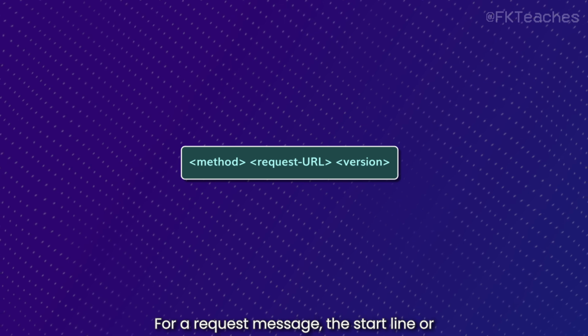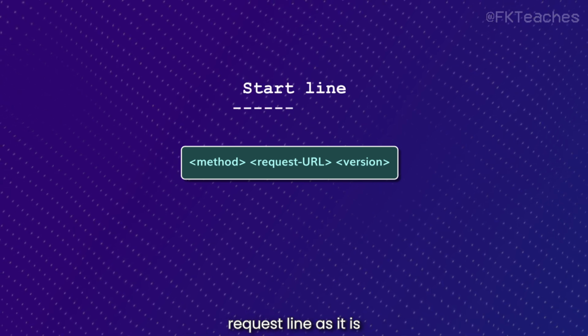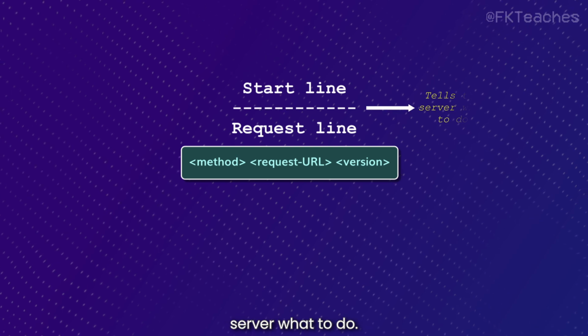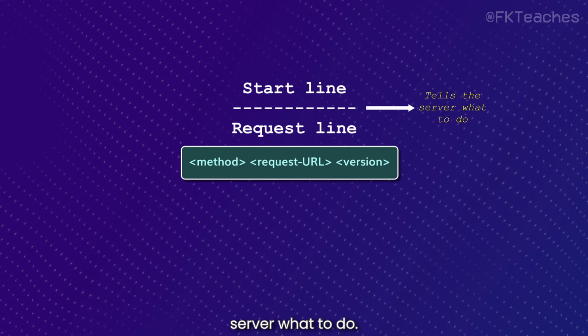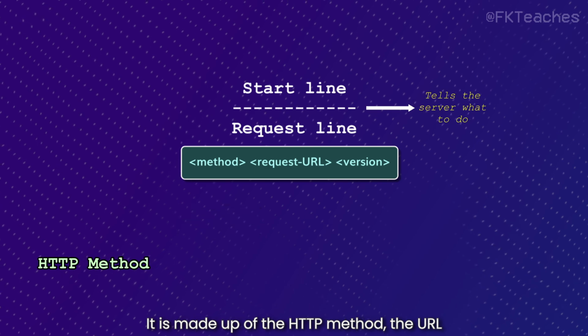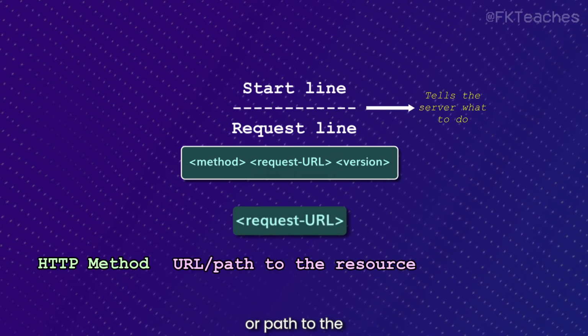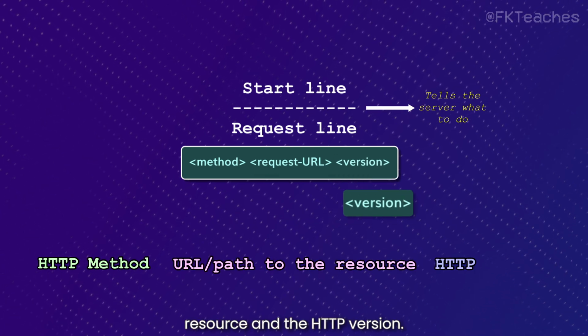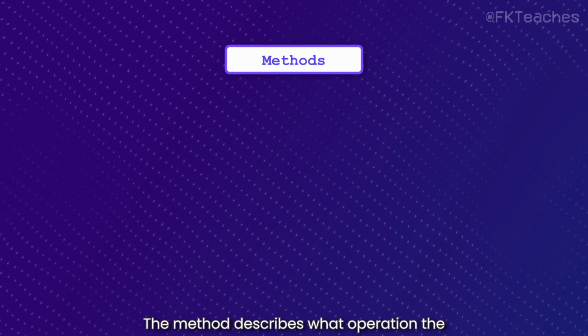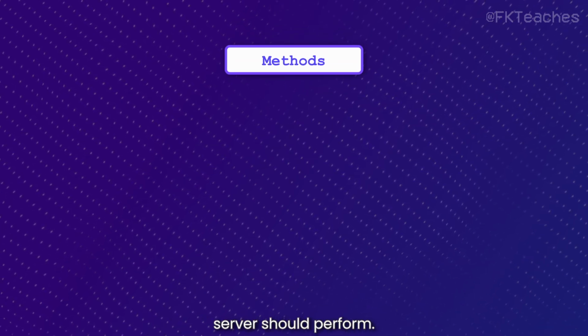For a request message, the start line, or request line as it is also called, tells the server what to do. It is made up of the HTTP method, the URL or path to the resource, and the HTTP version. The method describes what operation the server should perform.